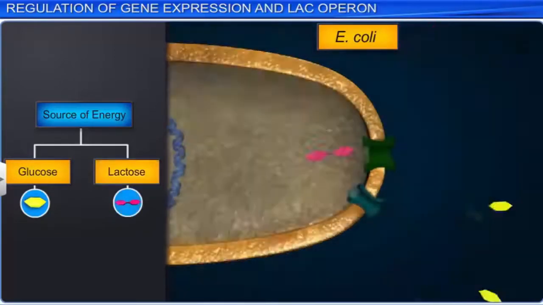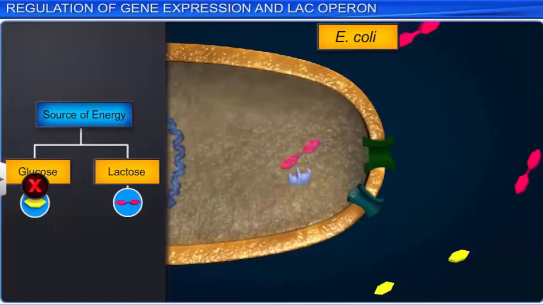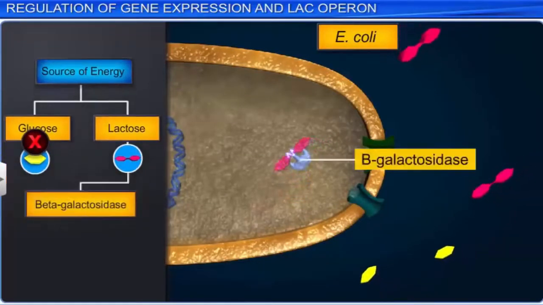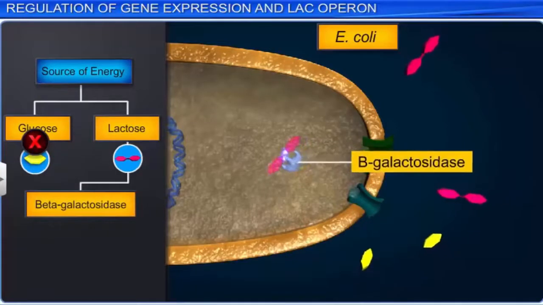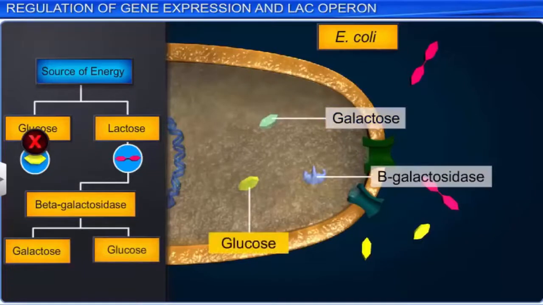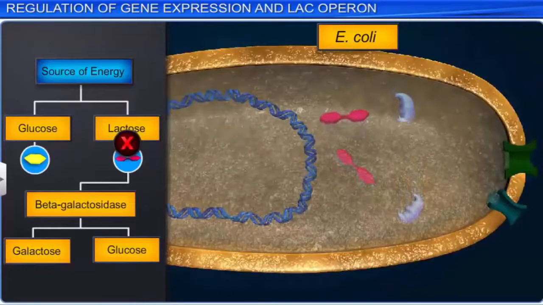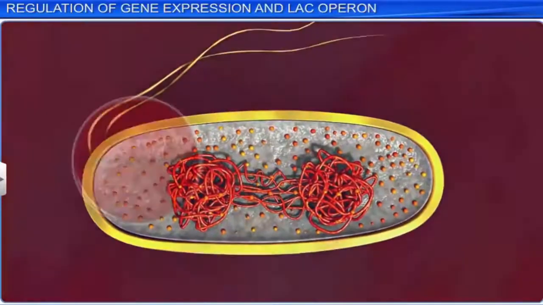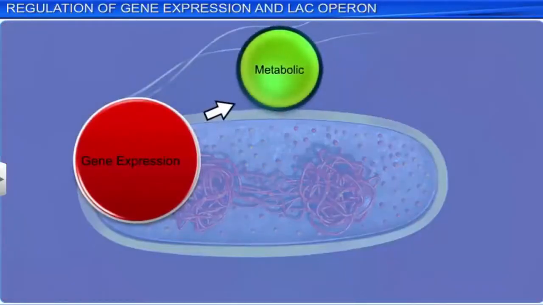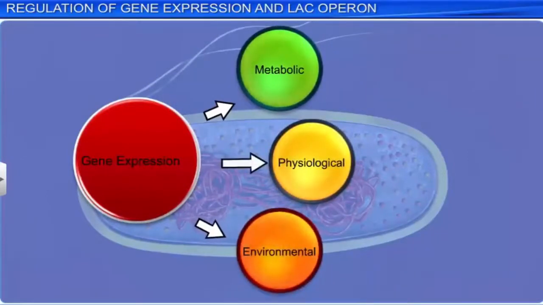But in the absence of glucose and presence of lactose, E. coli synthesizes an enzyme, beta-galactosidase, to catalyze the hydrolysis of lactose into galactose and glucose. However, in the absence of lactose, the bacteria will not synthesize the enzyme beta-galactosidase. This shows that gene expression depends on the metabolic, physiological, or environmental conditions that exist in the cell.